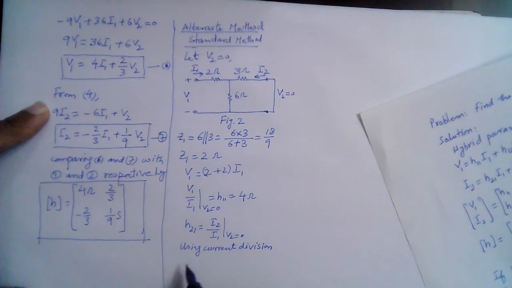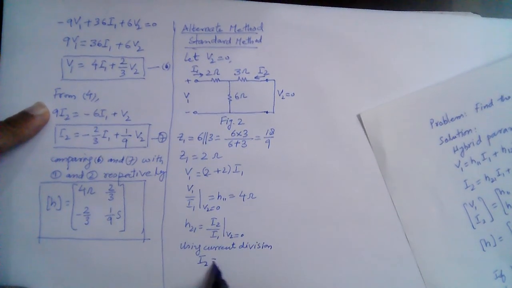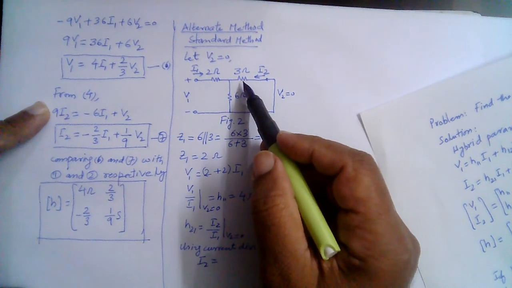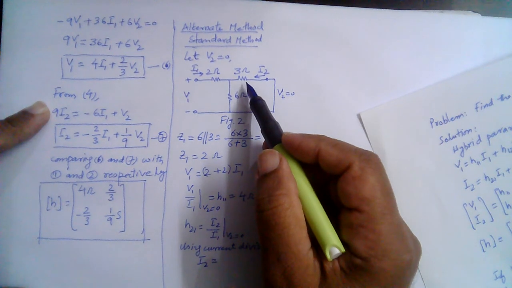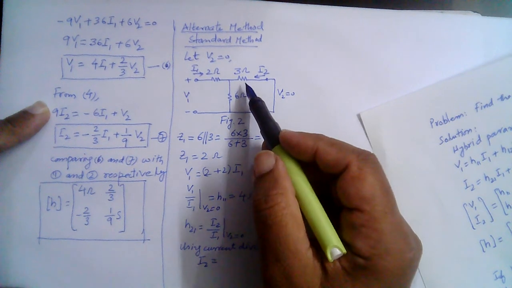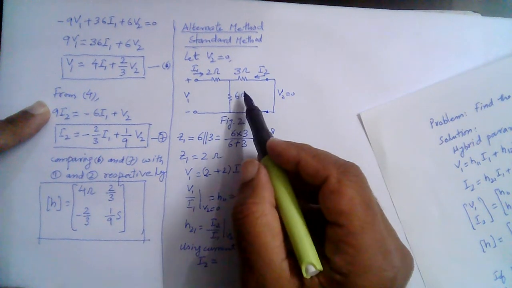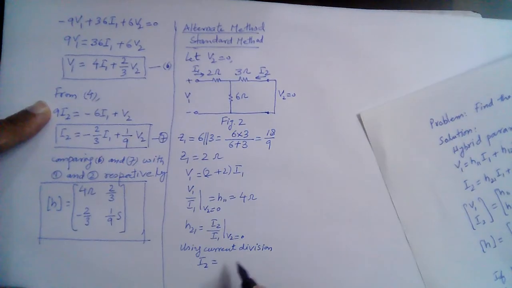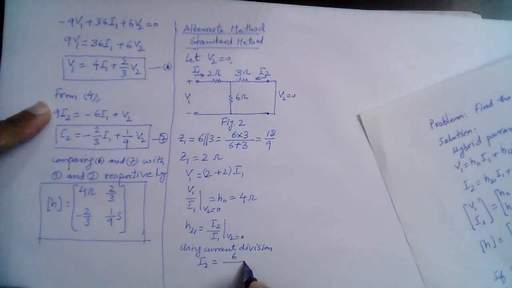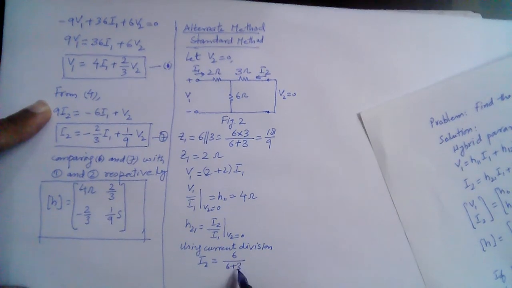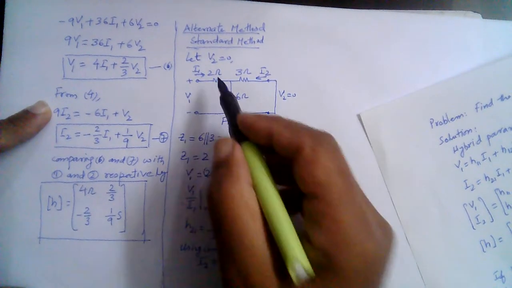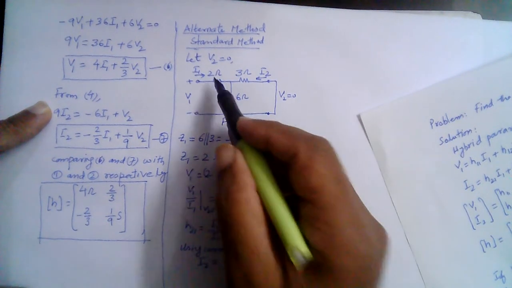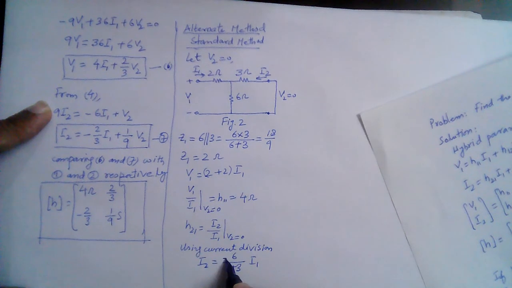we can see that I2 is equal to, so this is the current flowing through this 3 ohm, right? We need to find the current flowing through this 3 ohm. So that is 6 divided by 6 plus 3, the parallel combination, right? 6 plus 3, into the total current. This is I1. And as the direction is opposite to this I1, we can put a negative sign here, right?